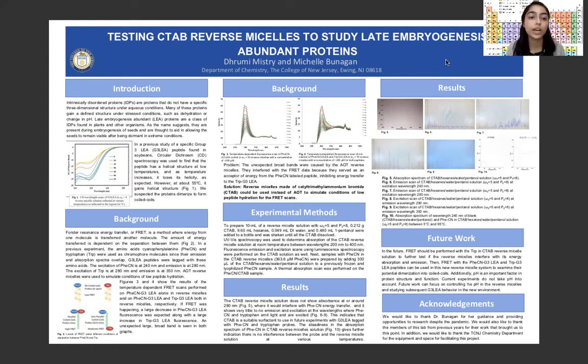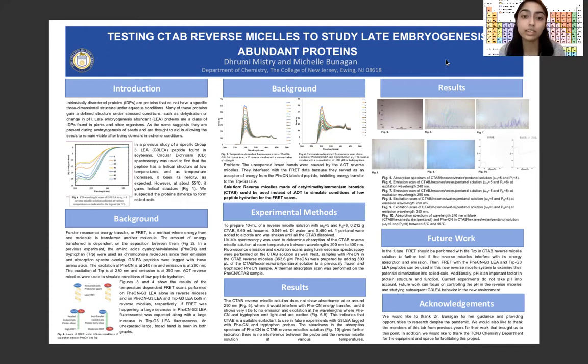And these proteins do not have a specific three-dimensional structure under aqueous conditions, but when put under stress, such as dehydration or extreme pHs or extreme temperatures, they do form a defined structure. So the same applies to our group 3 LEA peptide, or G3-LEA.